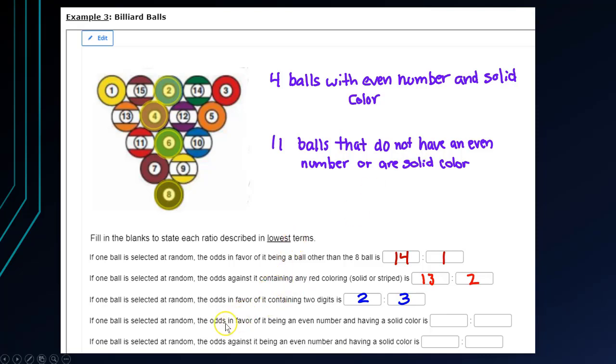So the odds of it in favor of being an even number, so I'm looking in favor of this group here, this is what goes first. So it's going to be a 4-to-11 ratio, which does not simplify anymore.